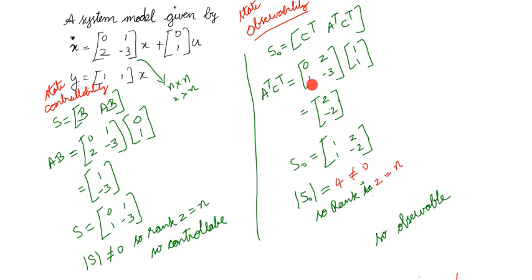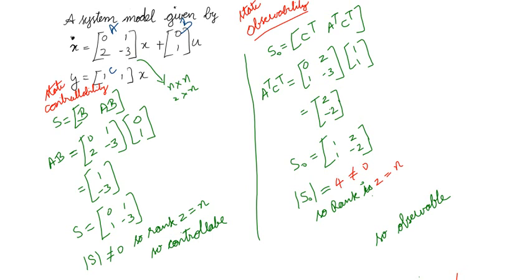How to take a transpose? Change the rows into columns of A, right? First row will become first column, second row will become second column. C transpose, similarly you change the rows into columns of C. This is your C, this is your A, this is your B matrix. Now fill the matrix S naught: C transpose, A transpose C transpose.